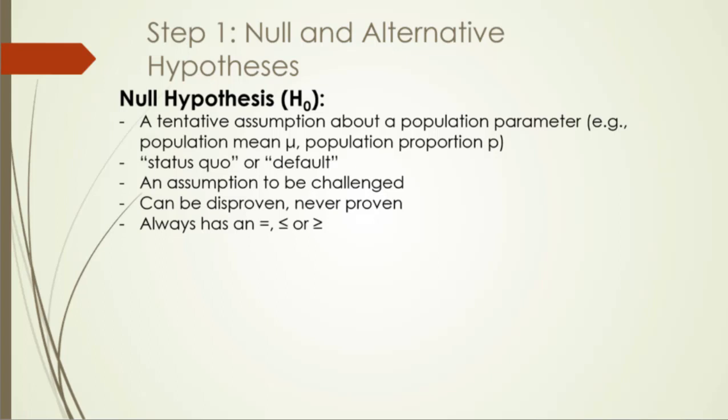The null hypothesis is written as H with a subscript 0. It is an assumption to be challenged. It's usually the status quo or default. In hypothesis testing, we are looking for evidence to disprove or reject the null, but we can never have enough evidence to prove it or accept it. The null statement always has an equal sign, either alone or as a part of an inequality.